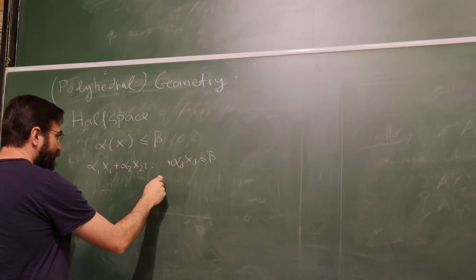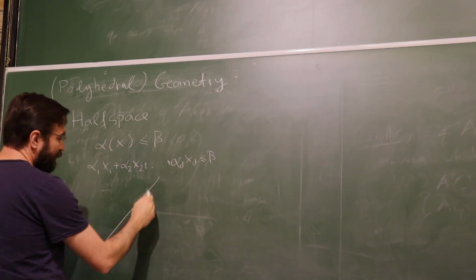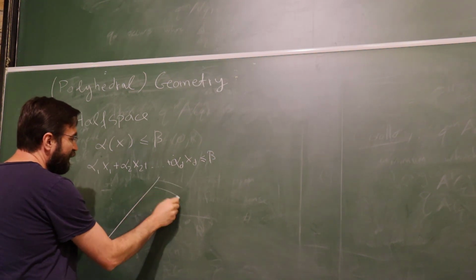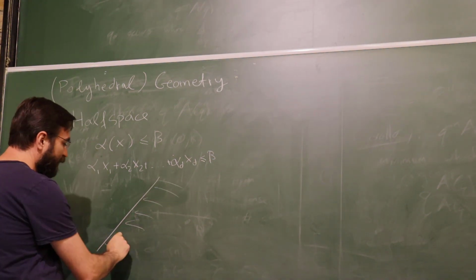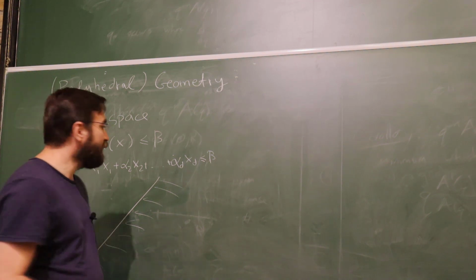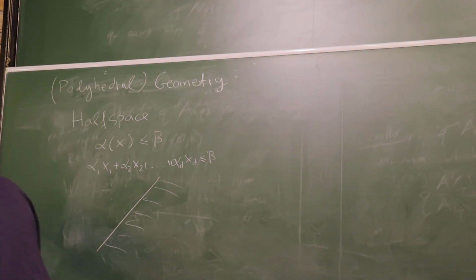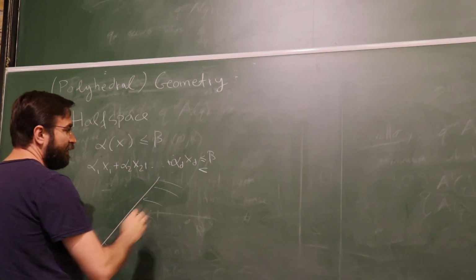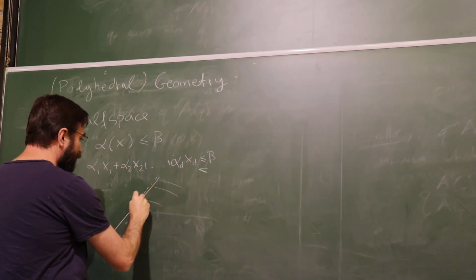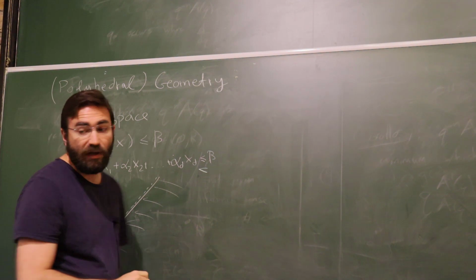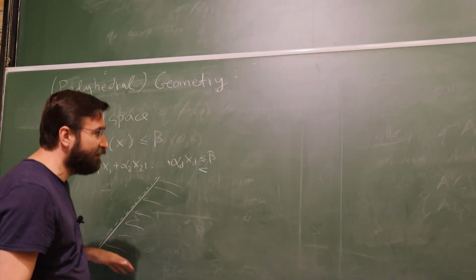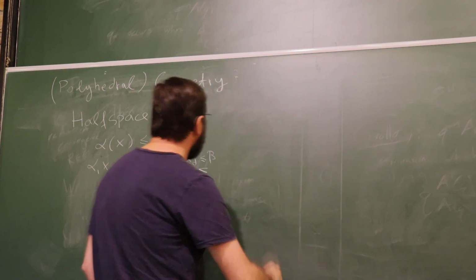So in 2D, this is a line. It splits the space into parts, and we take one side. Just a small note: of course, if the inequality is strict, this is an open half space, which means we have this, but not the hyperplane itself.